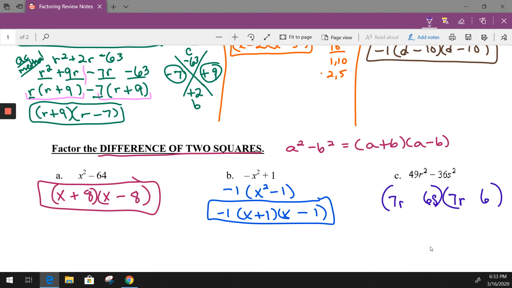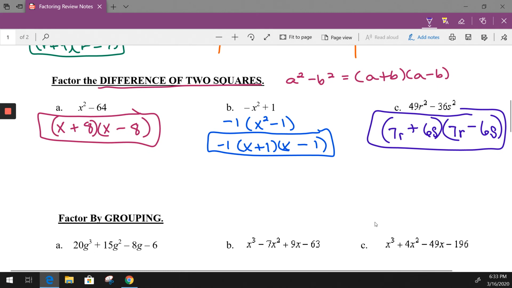There we go. A little better. And then again, your signs have to be different. It doesn't matter which one you put first, as long as one is positive and one is negative. And that's factored completely now.